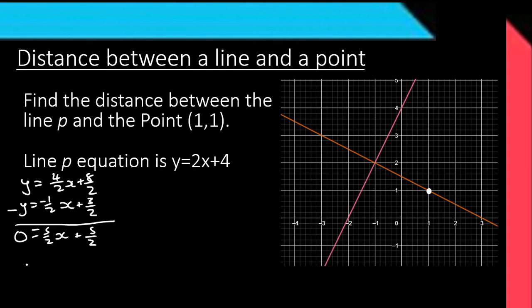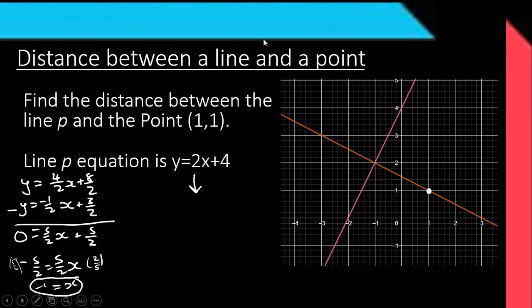Then I'm going to bring this to the opposite side. So I'm going to have negative 5/2 = 5/2 x. If I multiply both sides by the multiplicative inverse to solve, I can clearly see that x is negative 1. Now that I know what x is, I can work out what y is. So I'm going to substitute it into this equation here.